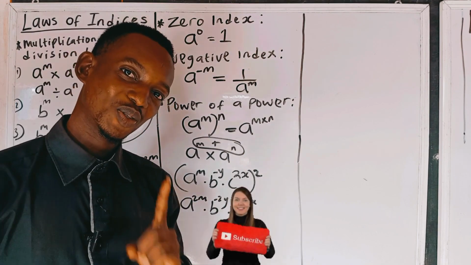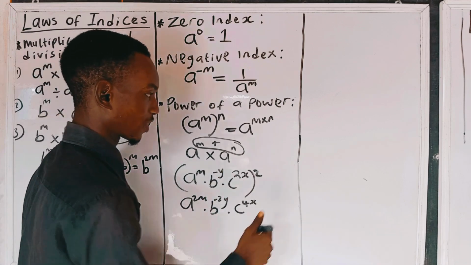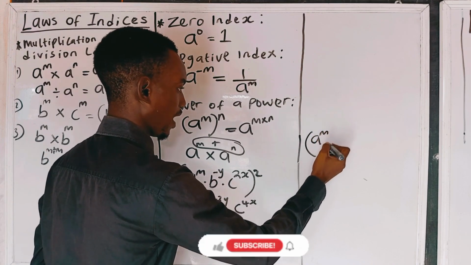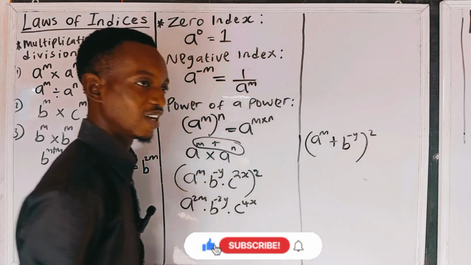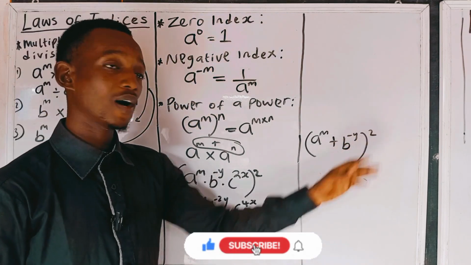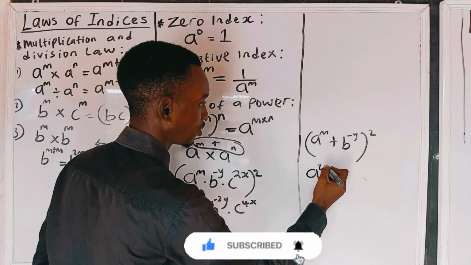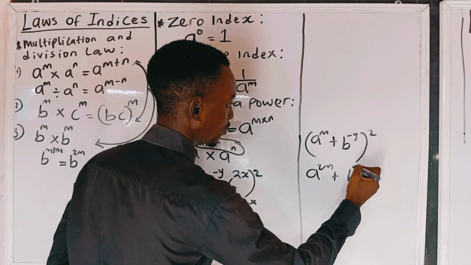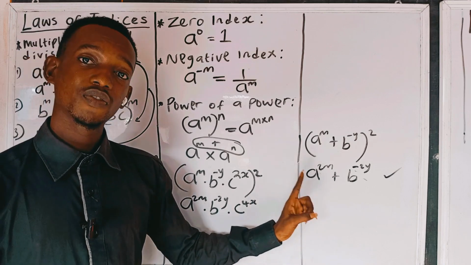Now, another error students will make. Because of this law here, they might have the foreign idea of saying, let's say we have a to the power of m plus b to the power of negative y, all squared. Oh, yeah, we have the power of a power. So what we do is share the power: 2 times m, 2m, plus b to the power of 2 times negative y, that's negative 2y. Simple as ABC. No, this is very, very wrong.